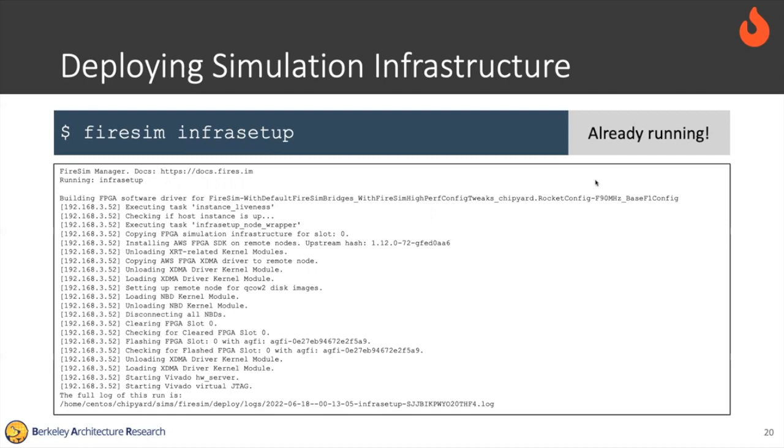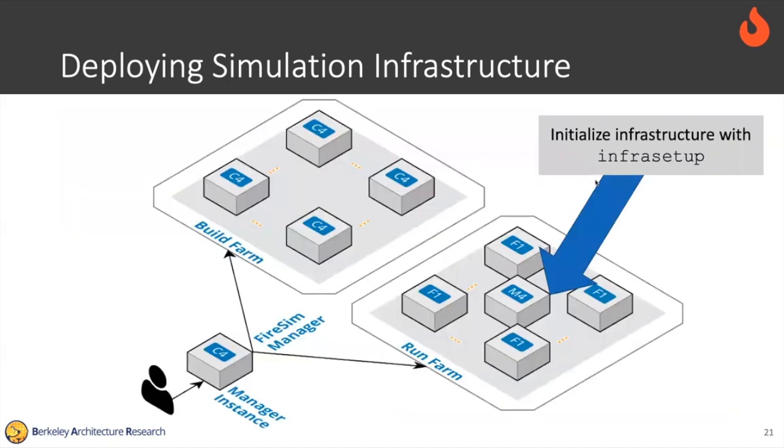And what you might start to notice here is that for all of these logs, if something does go wrong, because sometimes things do go wrong, you can actually get a log of it. So we actually log all of the output that you see to a known location in the FireSim manager, so you can actually go back in time, see what happened, what went wrong, fix it, and continue. So we initialized infrastructure.